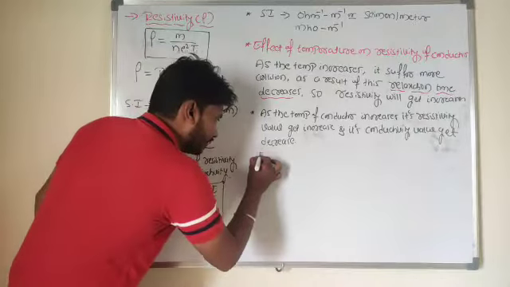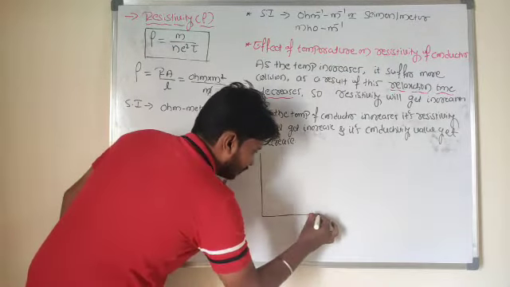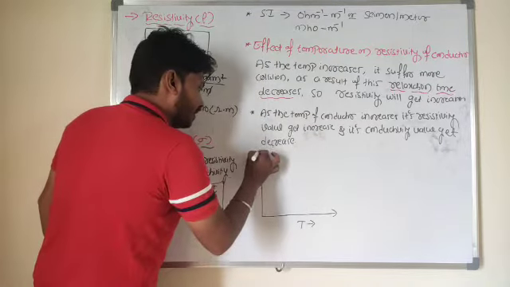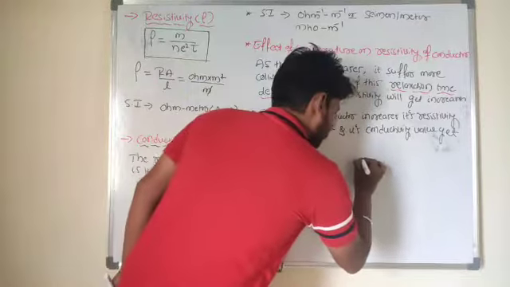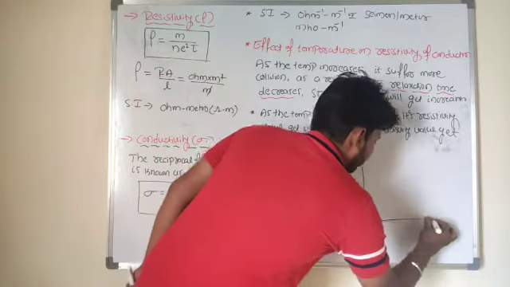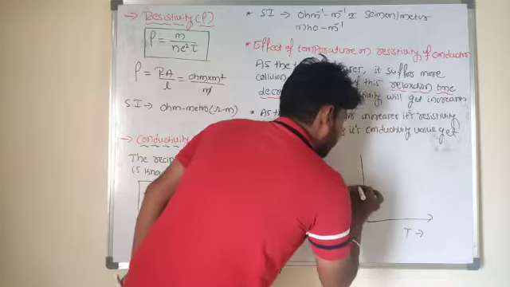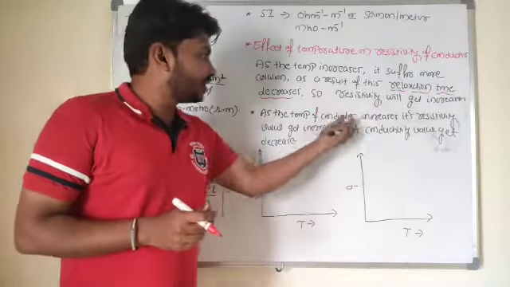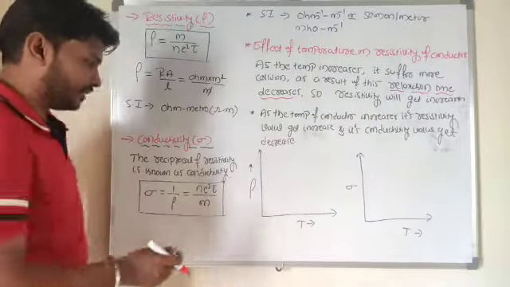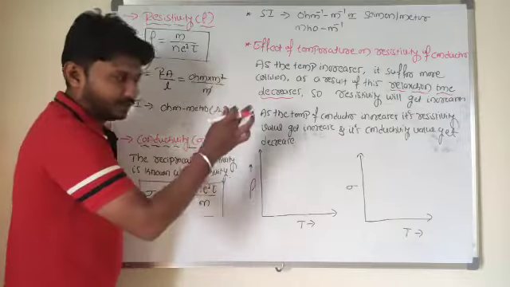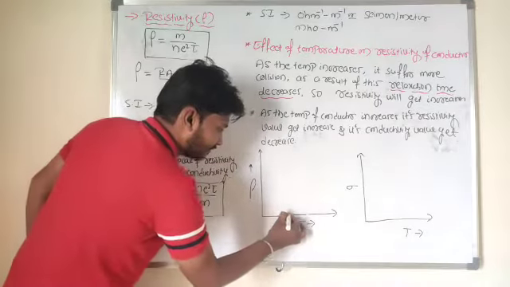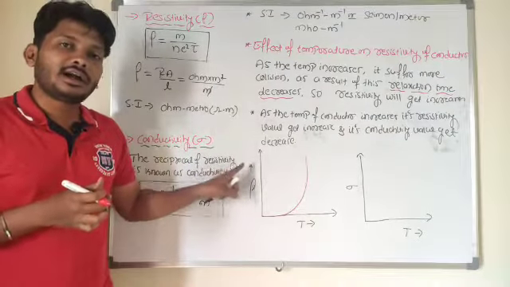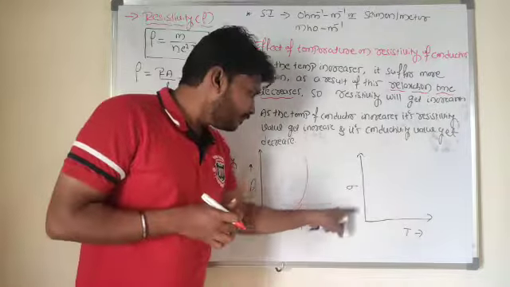Now I will draw the nature of the graph of temperature versus resistivity in the case of a conductor, and one more graph, temperature versus conductivity for that conductor. Look here, as the temperature of the conductor increases, resistivity will increase. As the temperature increases, resistivity must increase, so this is the nature of the graph of temperature versus resistivity for a conductor.